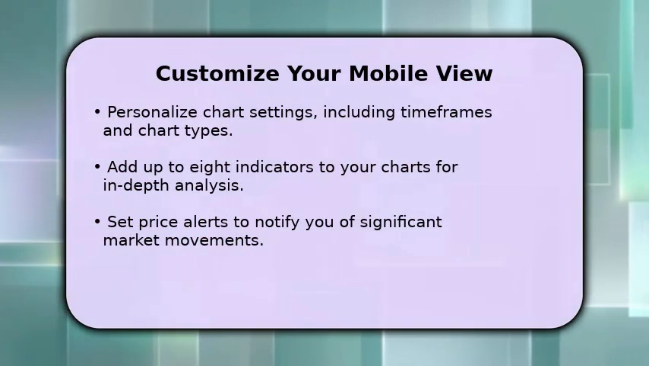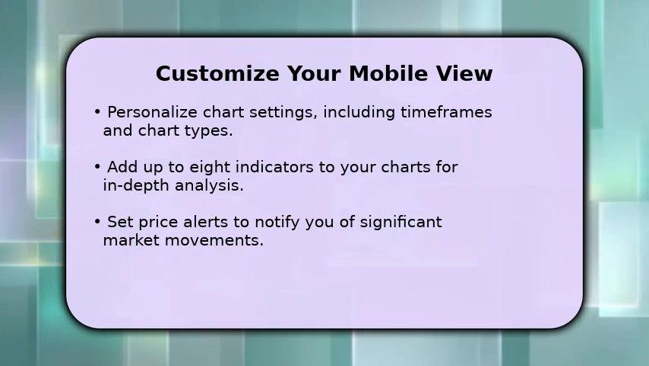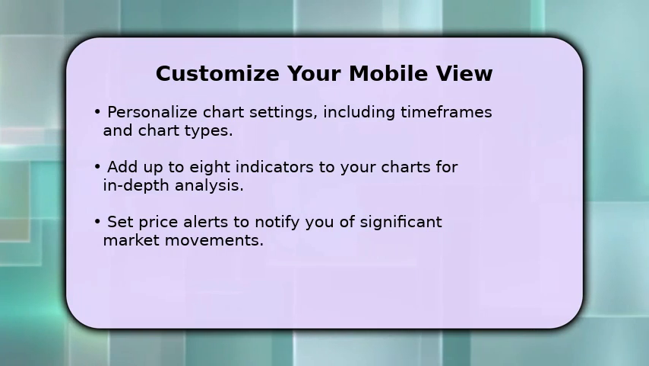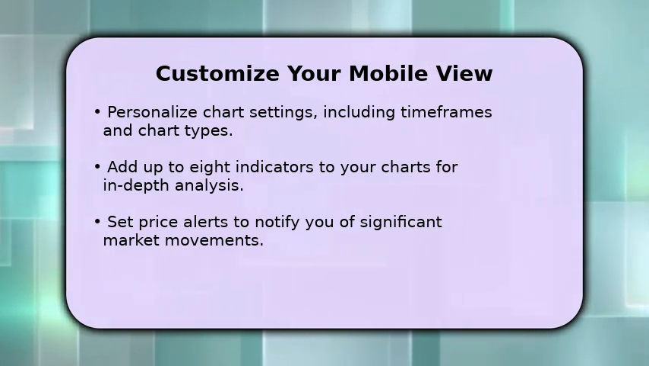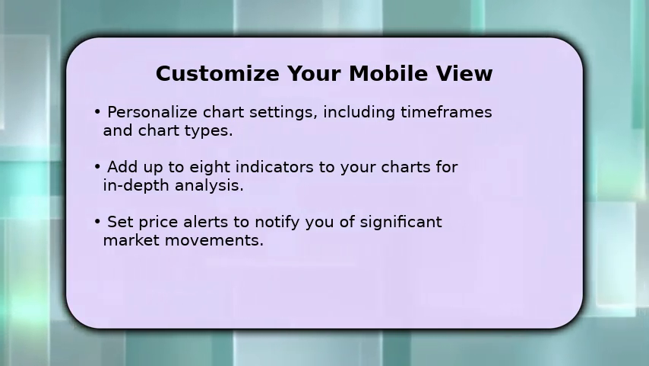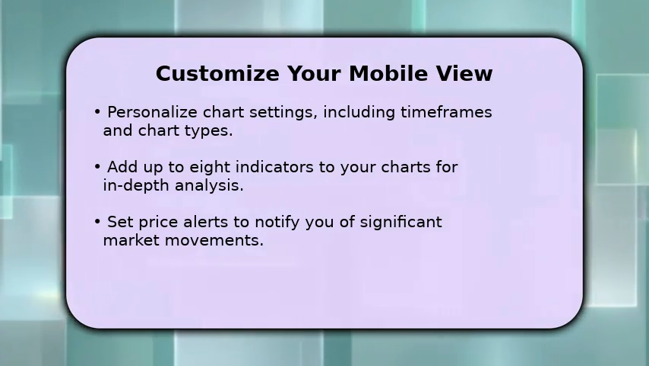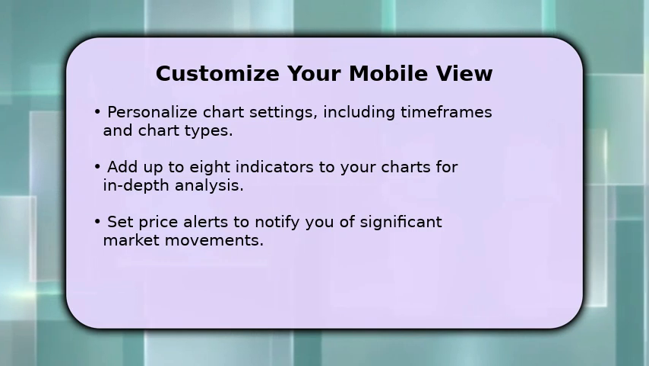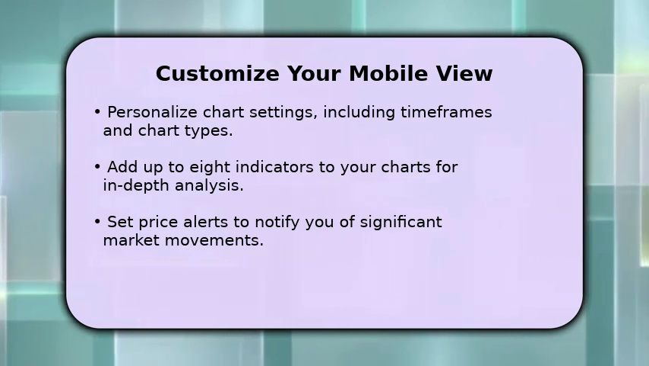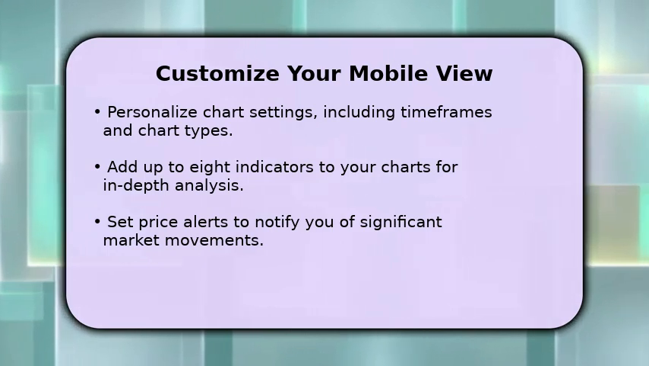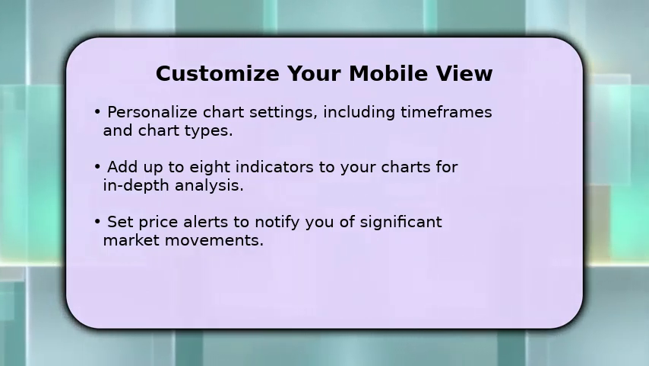TradingView Mobile offers extensive customization options. You can easily adjust chart settings, like changing timeframes from 1 minute to 1 day or switching chart types. Add up to 8 different indicators to your charts for comprehensive technical analysis. Don't forget to set price alerts, which will notify you instantly when an asset reaches a specific level. Plus, your watch lists and layouts automatically sync across all your devices.